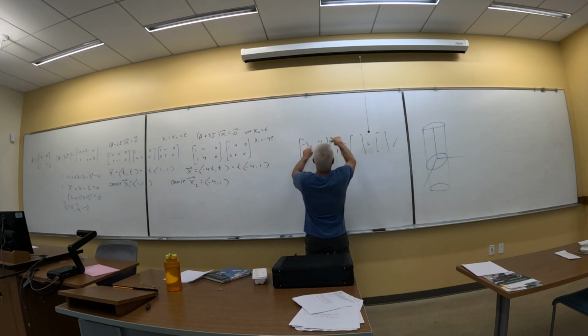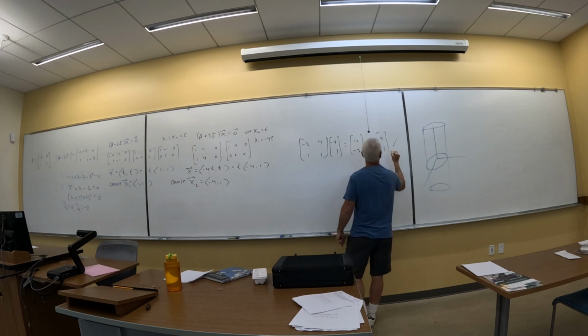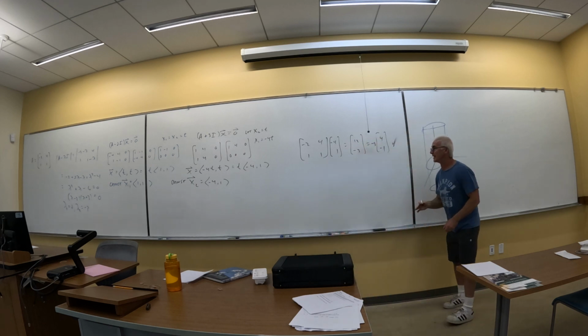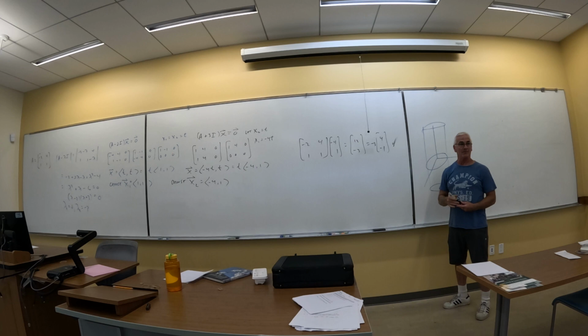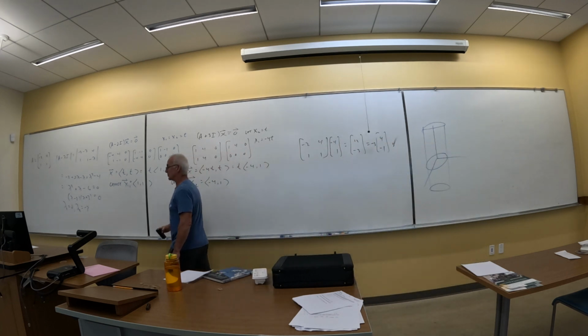So 8 plus 4, that's 12. Negative 4 plus 1, that's negative 3. And that, in fact, is negative 3 times this. And again, don't forget to check. So I'm feeling good right now. So the next thing we do is we're now going to write our matrix P.